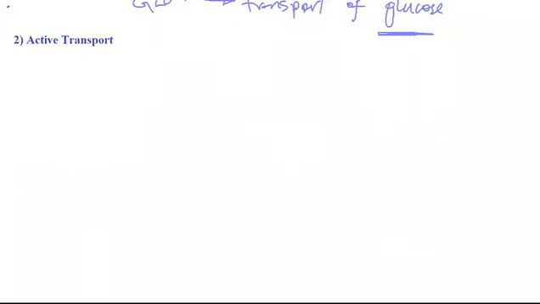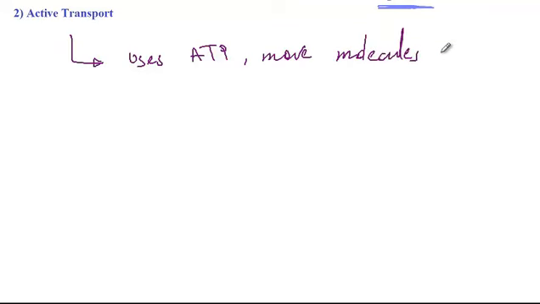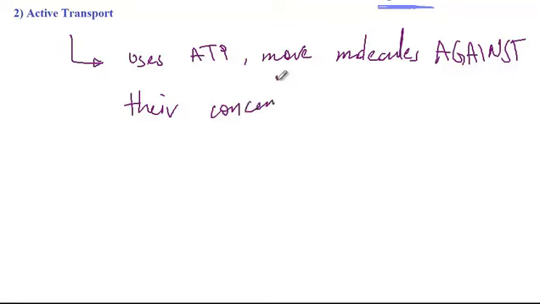The next mode of transport is active transport, which we just briefly described. This type of transport uses ATP in order to move molecules or ions or particles against their concentration gradient.